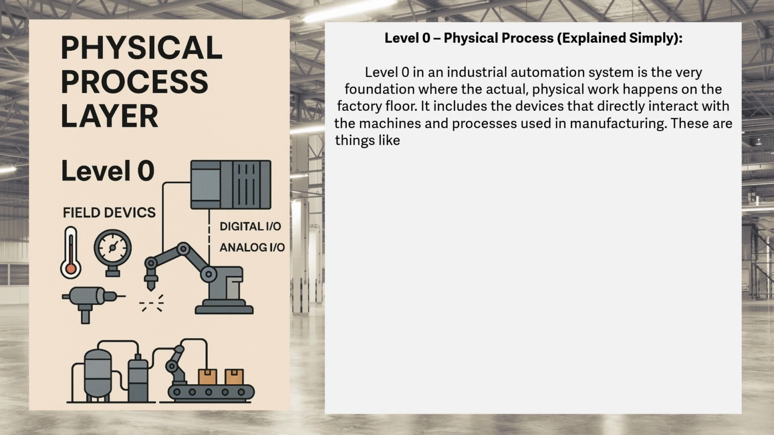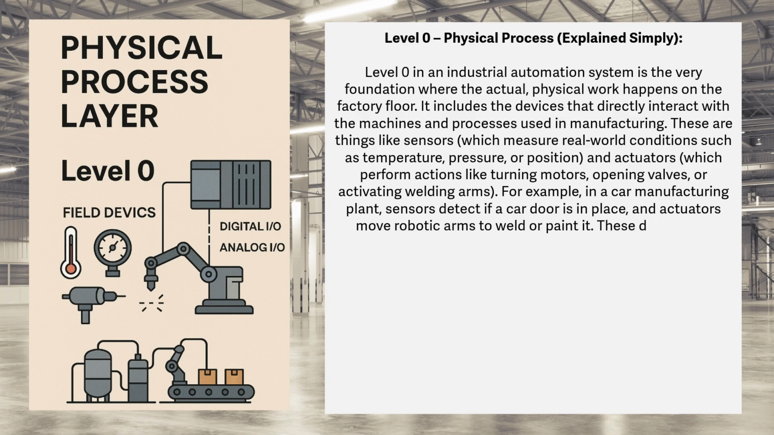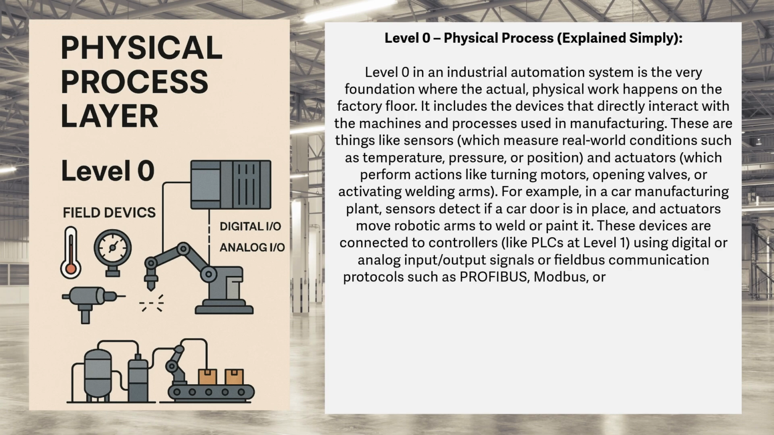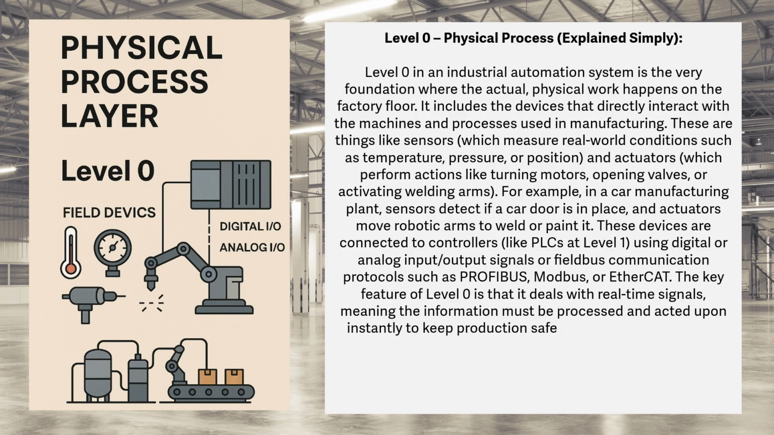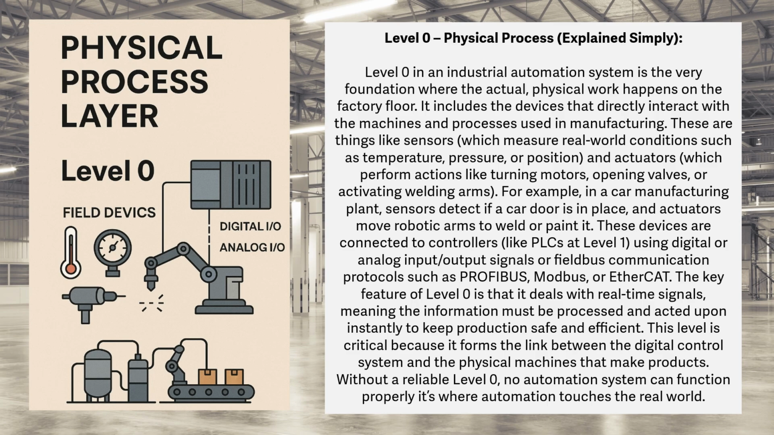Explained simply, Level 0 in an industrial automation system is the very foundation where the actual, physical work happens on the factory floor. It includes the devices that directly interact with the machines and processes used in manufacturing. These are things like sensors, which measure real-world conditions such as temperature, pressure, or position, and actuators, which perform actions like turning motors, opening valves, or activating welding arms.